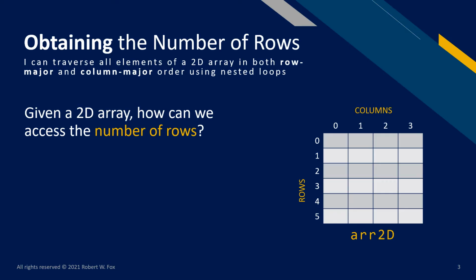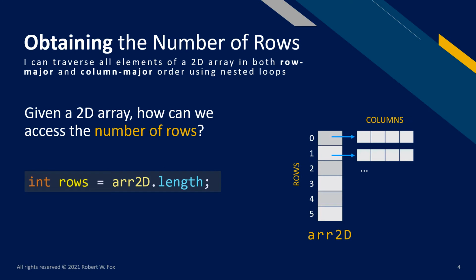In order to be able to traverse all of the elements of a two-dimensional array, we're going to need a couple of loops. And those loops are going to be bound by the number of rows and columns. And so in order to get any of this to work, we have to understand how to access the number of rows and columns in a two-dimensional array. And so we'll start with the rows. So the question is, given a 2D array, how can we access the number of rows?